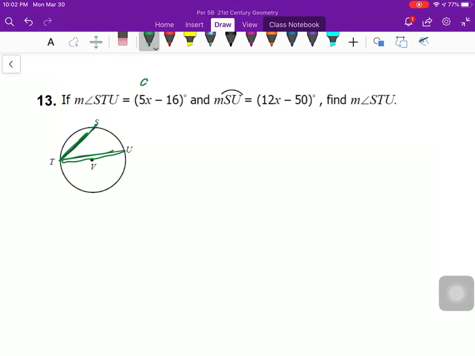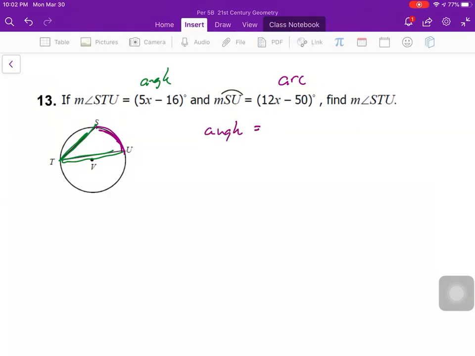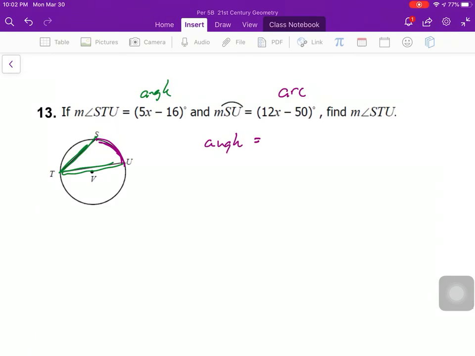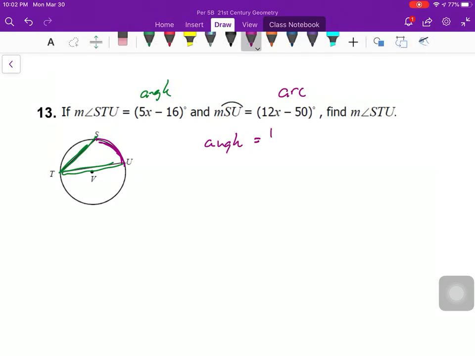Here's another one. This one they gave us the measure of the angle. So this angle right here. So that's the angle. And then they gave us the measure of the arc. So this is the arc. And remember again, the angle is equal to half the arc.